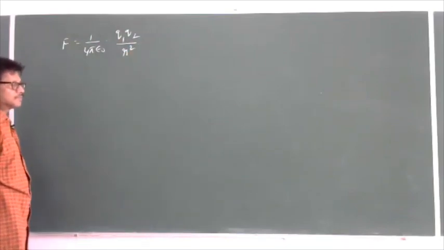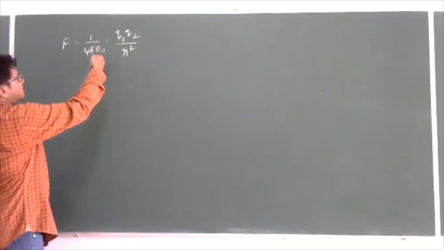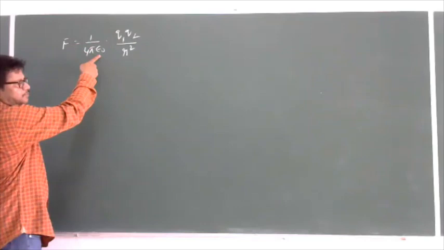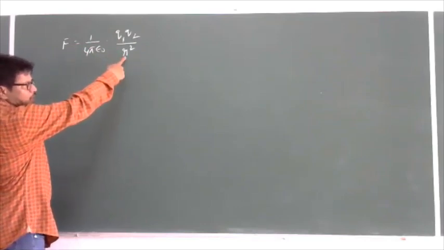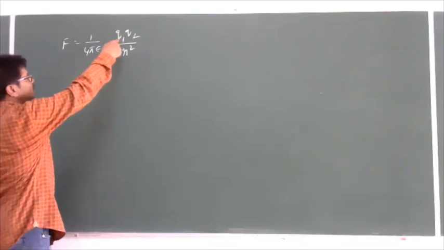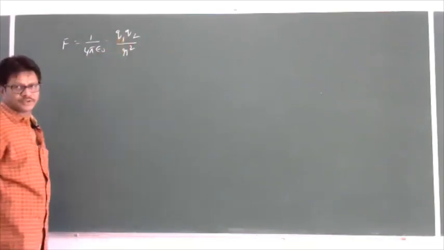Now, this epsilon naught deals with the medium. This R deals with the distance between the two charges. Q1 and Q2 deal with the magnitude of the charges.